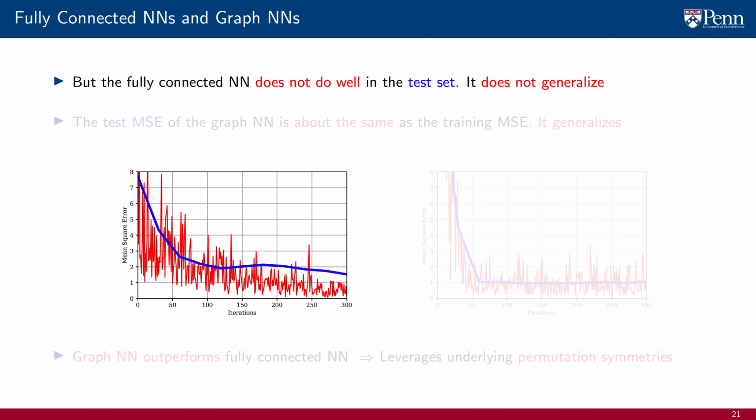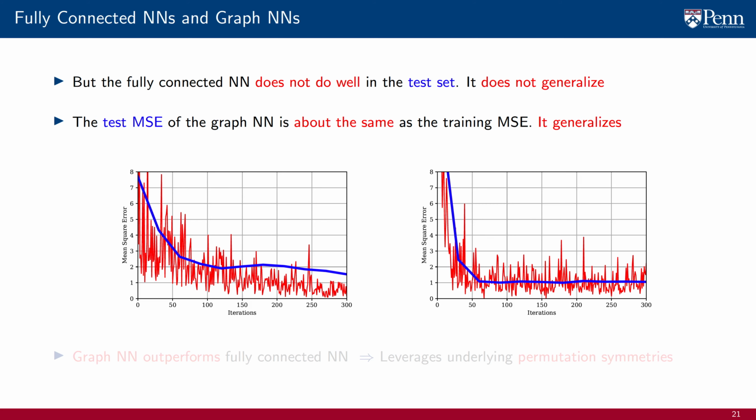But the fully connected NN does not do well in the test set. The MSE reduction in the training set is illusory. The fully connected neural network does not generalize to the test set. The GNN, on the other hand, has a test MSE that is about the same as the training MSE. The GNN generalizes to the test set.